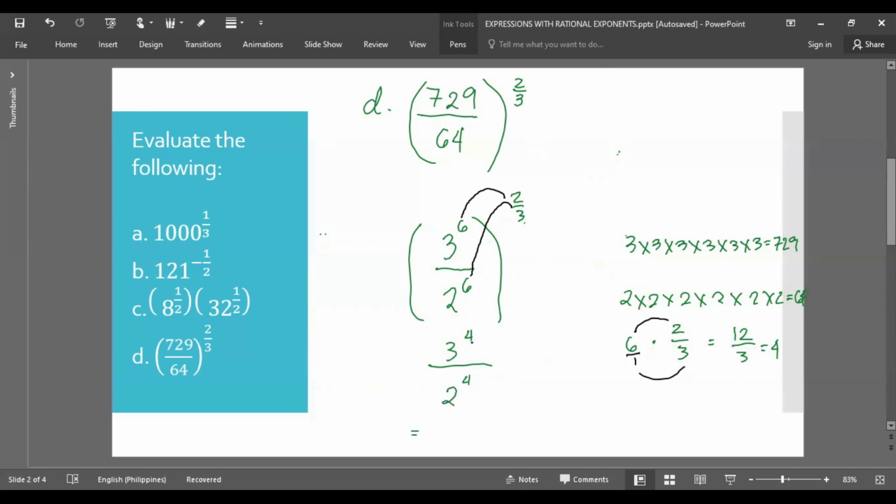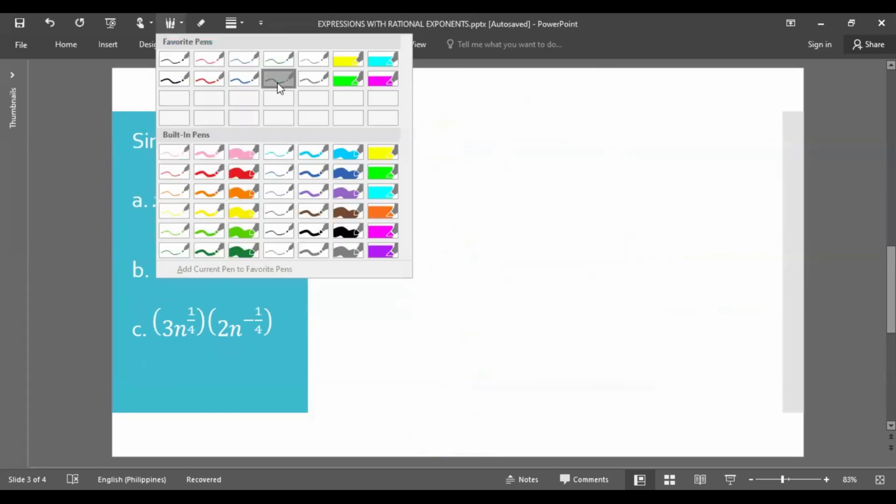And you can still simplify this. 3 raised to 4 is 81 over 2 raised to 4 is 16. Can we still simplify this? Does 81 over 16 still have its lowest term? None. So this is now the answer. So 729 over 64 raised to 2/3 is equal to 81 over 16.